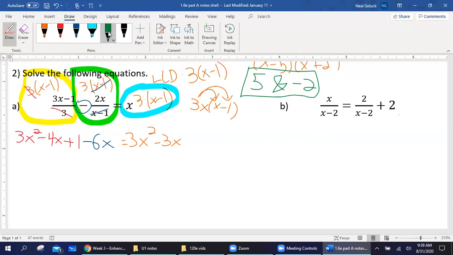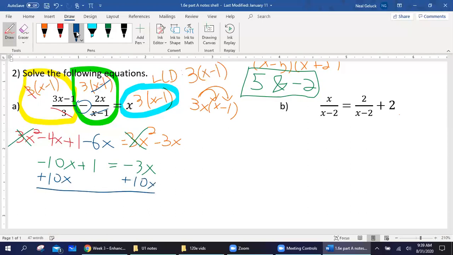Well, if I look at my equation now, I've got a 3x squared on both sides. So if I subtract that off, it's gone. Let's combine some like terms here. So I have negative 10x on the left plus 1 equals negative 3x. I'll group together my x's. So now I have 1 equals 7x. And if I divide by 7, I get x is 1/7.